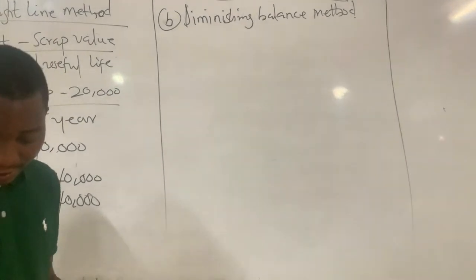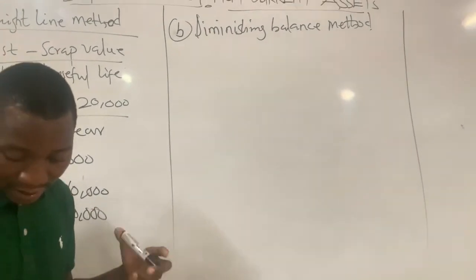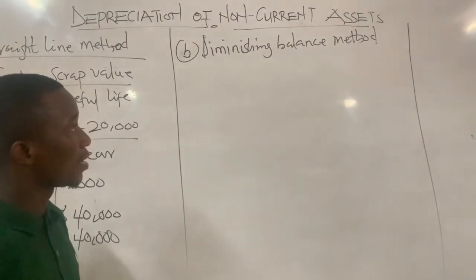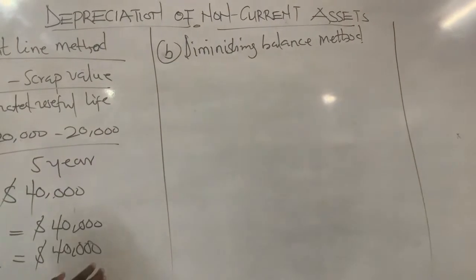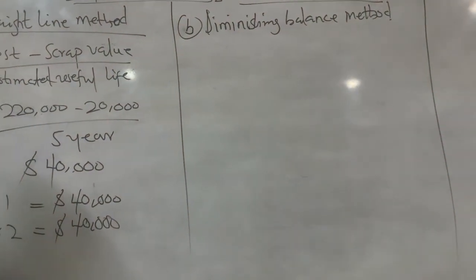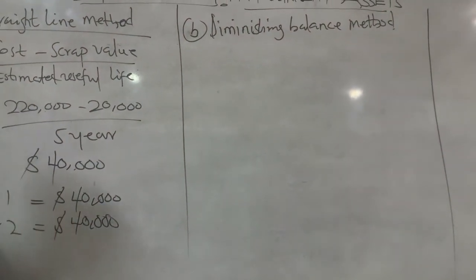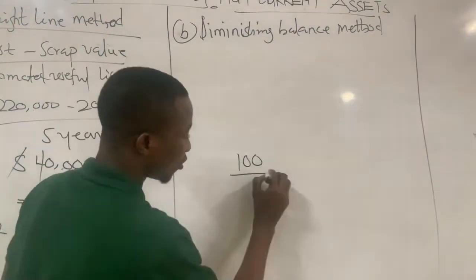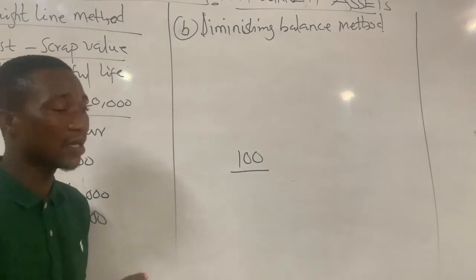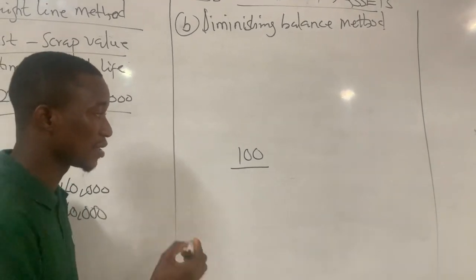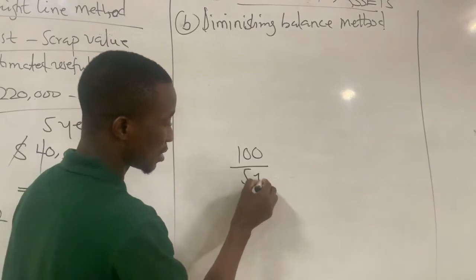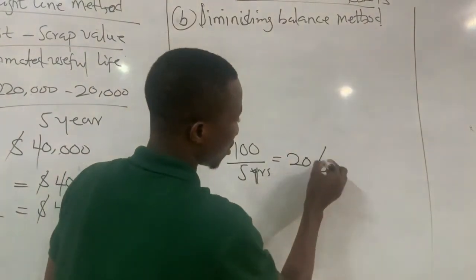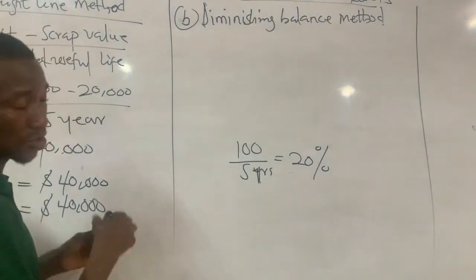But they are telling us that assuming that the rate is twice that of the straight line method, you can even use the formula to determine the rate. But they are saying that the rate is twice. So to determine the rate of this depreciation, the rate is in percentage. So that is 100 out of the number of years the asset will be in the business, the estimated useful life, which is 5 years. And it is going to give us 20% for the straight line method.